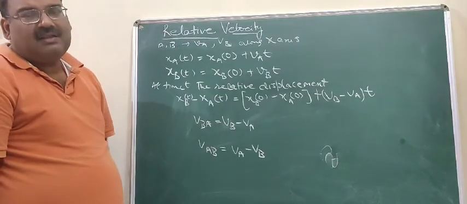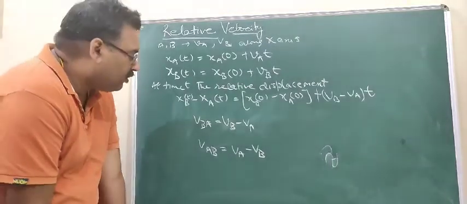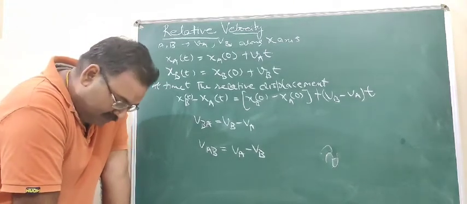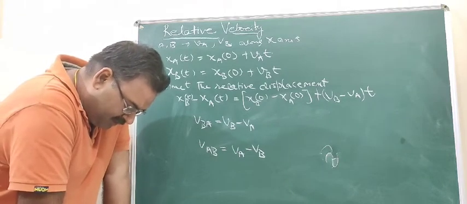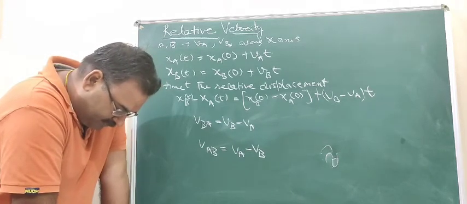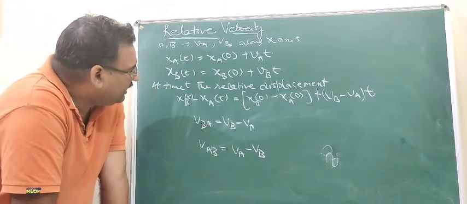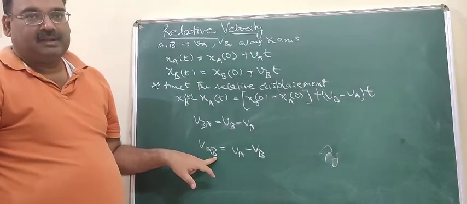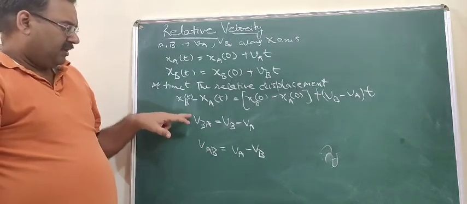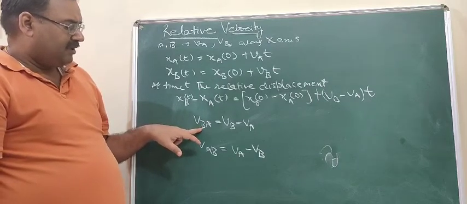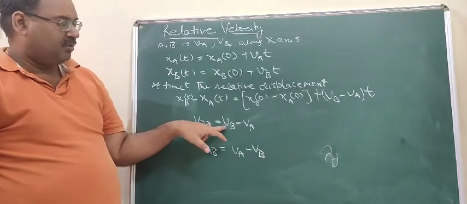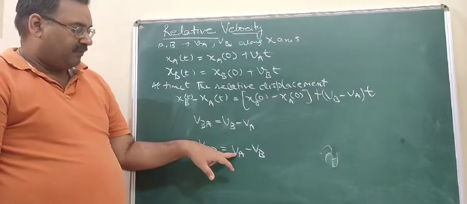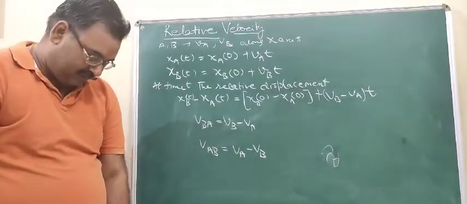तो ये क्या दे रहा है हमारा? Displacement, which is giving you the relative velocity of B with respect to A. Okay, अगर a में से b को घटा देंगे, then we will get the relative velocity of A with respect to B. So this equation is giving you the relative velocity of B with respect to A, that is equal to v_B minus v_A, and v_AB gives you the relative velocity of A with respect to B.